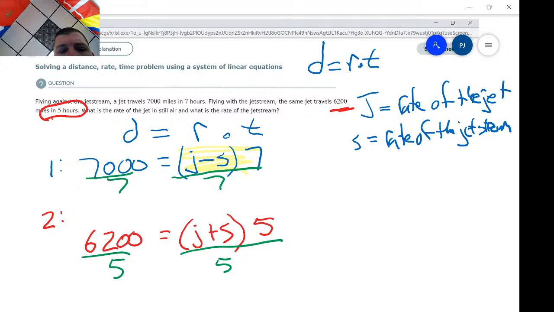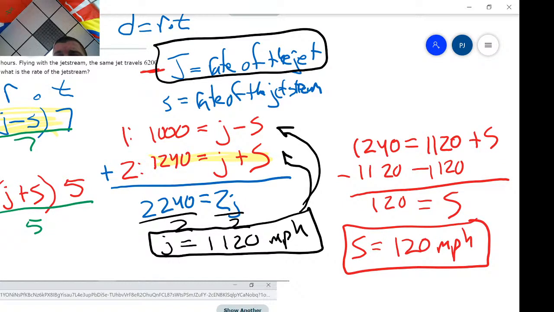which means it slows me down by 120 miles per hour if it's pushing me in the face, or it speeds me up if it's pushing me from behind and makes me go faster. And so that is going to be what my difference is. So my jet is 1,120 miles per hour, and my jet stream is 120 miles per hour.